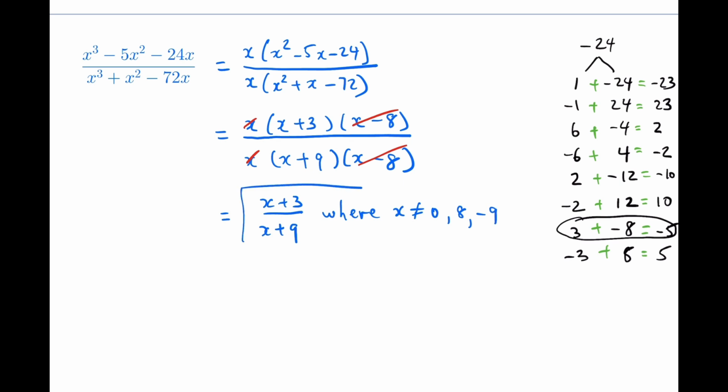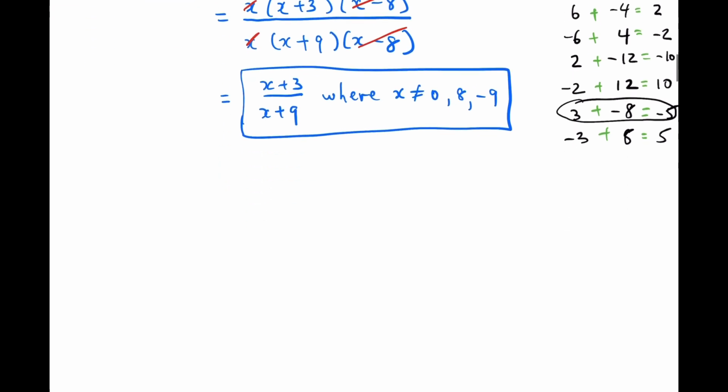Okay, so it's important that when you are simplifying rational expressions that you also indicate what the possible domains are. Domains would be all real numbers except for x equal to 0, 8, and negative 9. They cannot equal those values. Okay, let's move on to the next example.